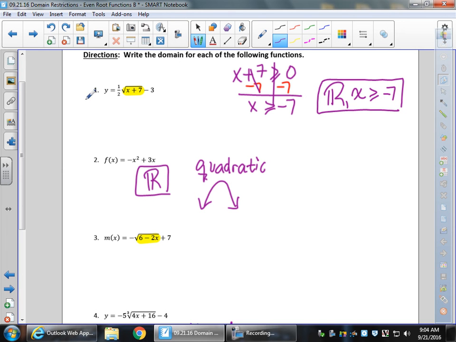Give me something bigger than negative 7. 8. What's 8 plus 7? Careful. 15. Can I take the square root of 15? It'll be a decimal, but can I take the square root of 15? Yes, I can. What happens if I pick something less than negative 7? A bigger negative. Negative 10? What's negative 10 plus 7? Can I take the square root of negative 3? I cannot. So we have found what it is okay for x to be.